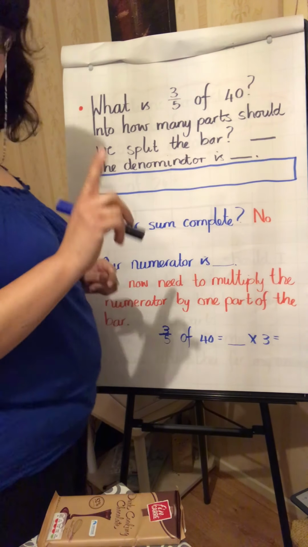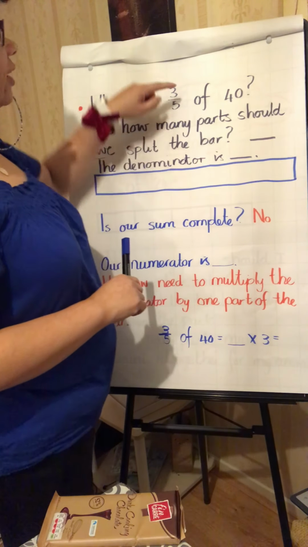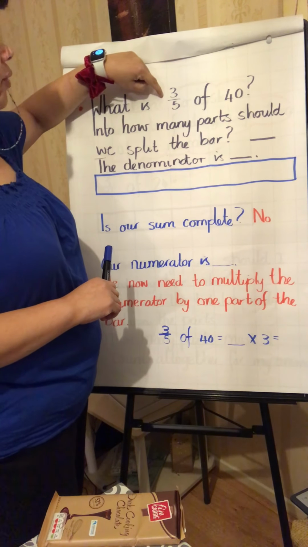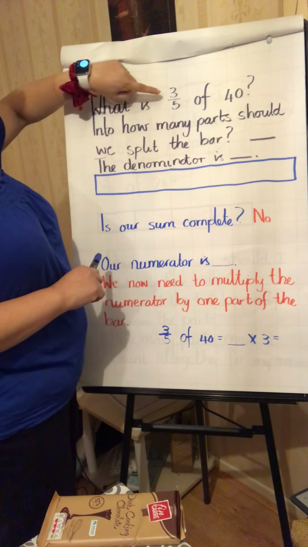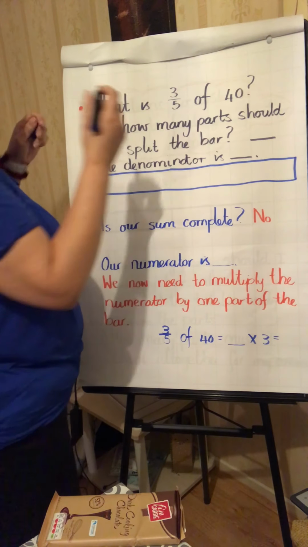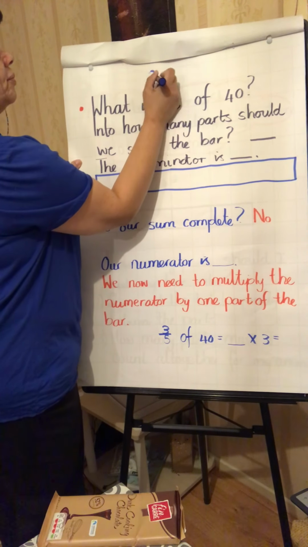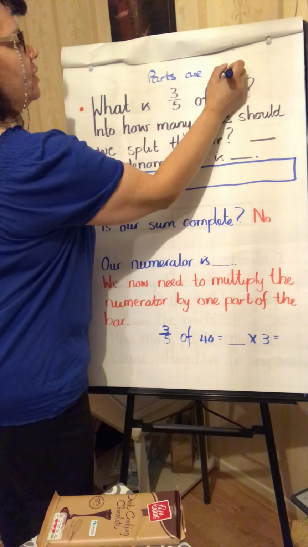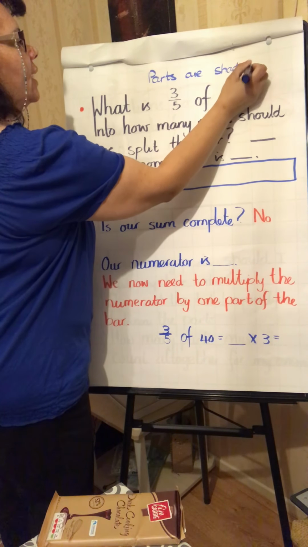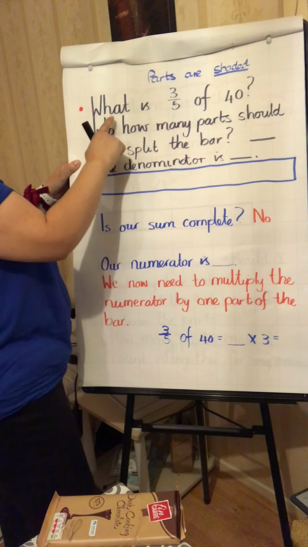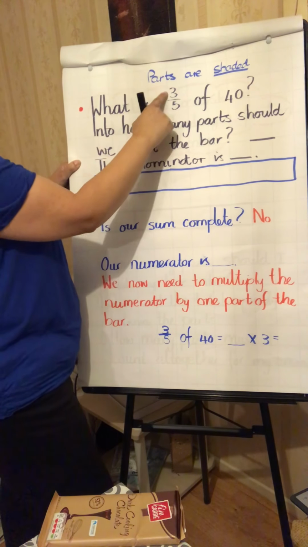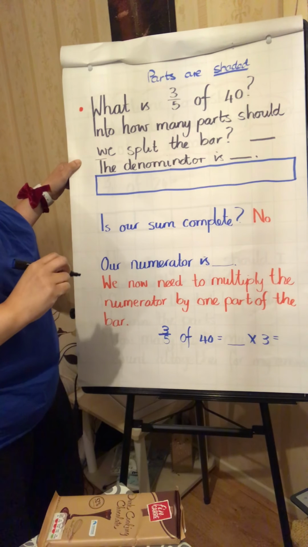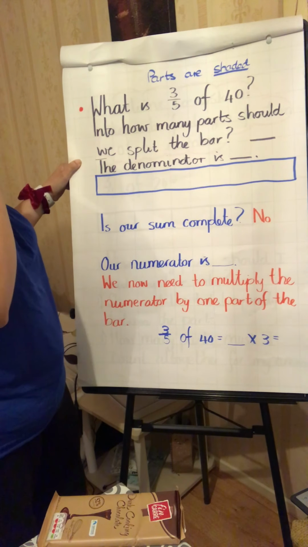Right, now we're going one step further. If you look at our numerator, it's no longer 1. It is now 3. And what does the numerator tell us? It tells us how many parts are shaded or eaten or taken away. So now the question is, what is 3/5 of 40? 3/5 of 40. So what is our first question?